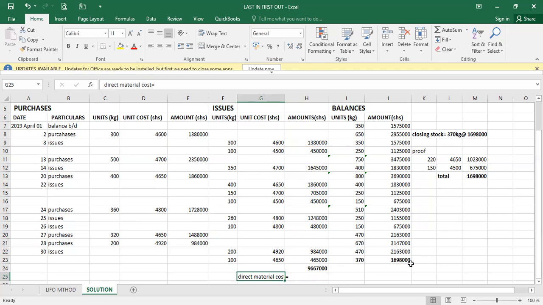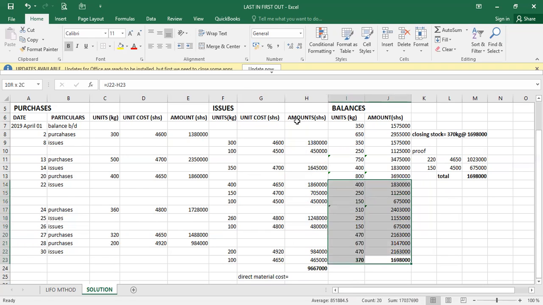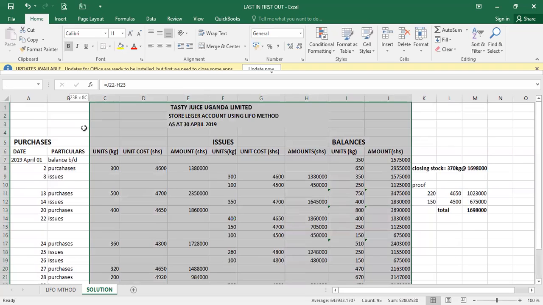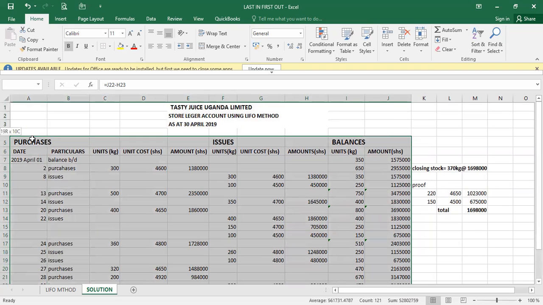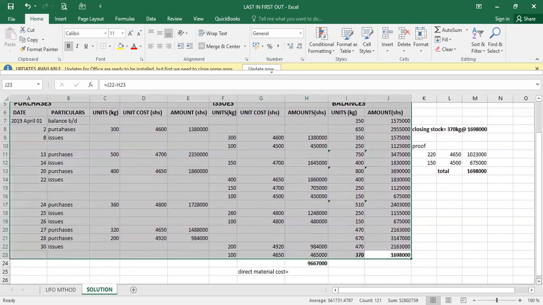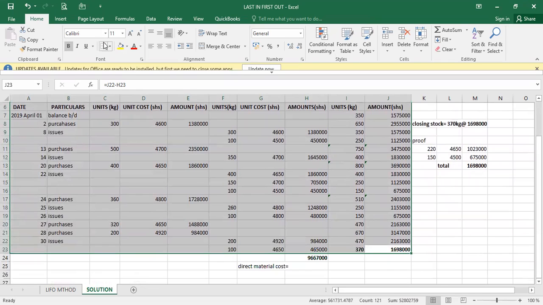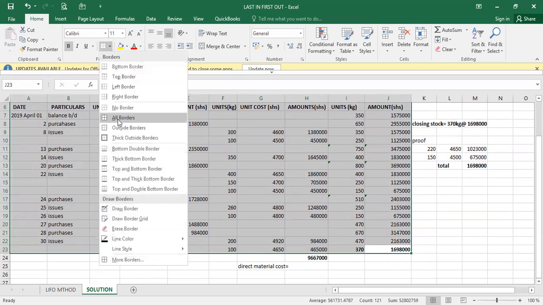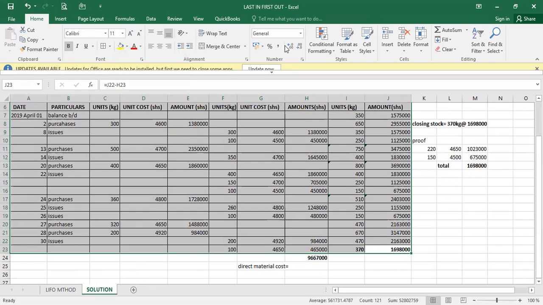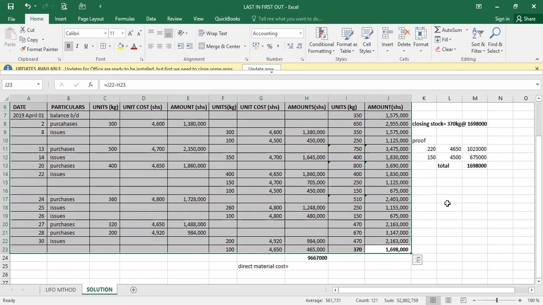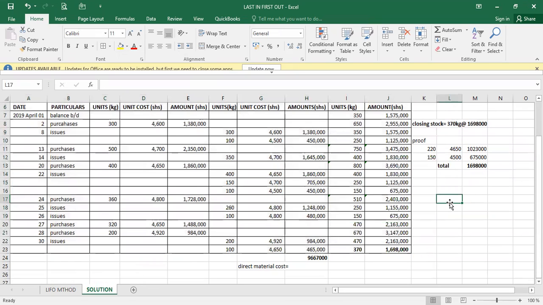You can also try to make this one clearer by applying borders so that you can see it a bit more clearly. I hope it's fine. Is it fine? Yeah. Apply these borders, all borders, and you can put whatever separator so that we get to know how we've done that, and you can save. That's how it's supposed to be done.